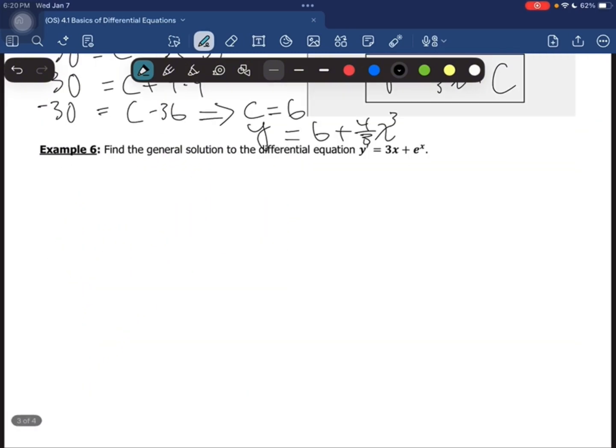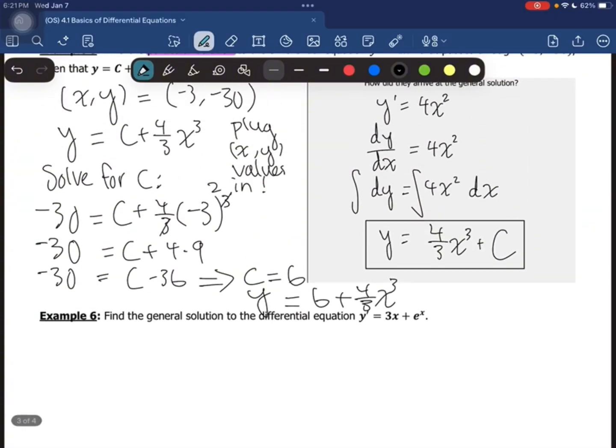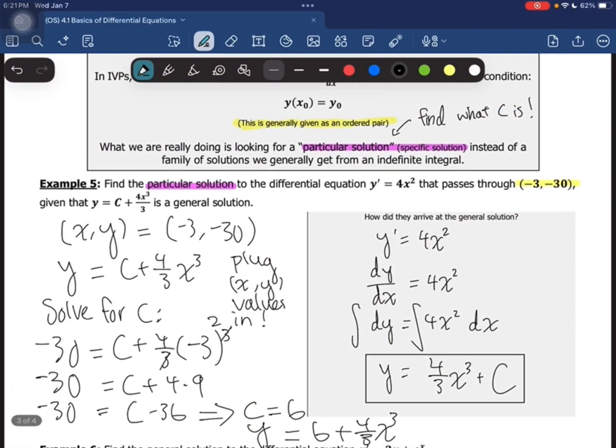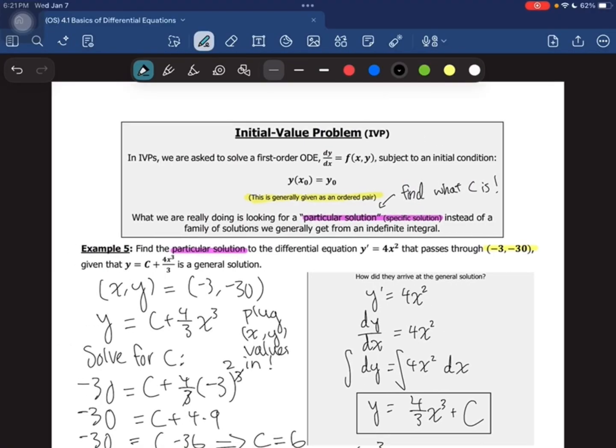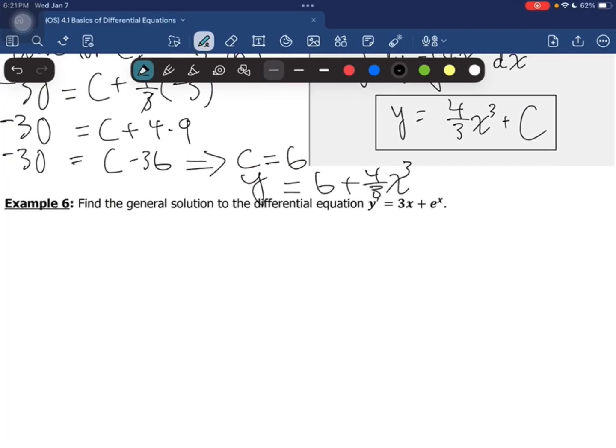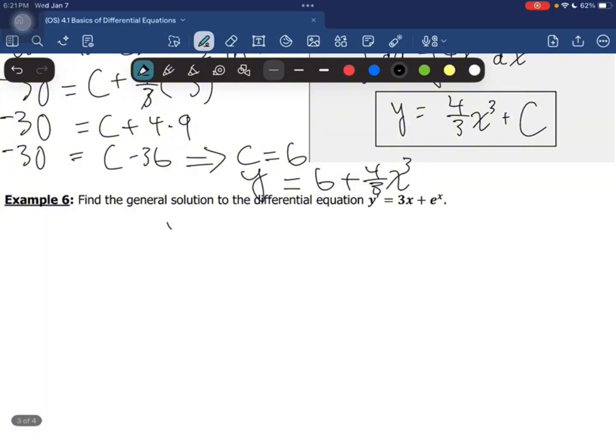All right, last example of the section. Find the general solution to the differential equation y prime equals 3x plus e to the x. Now, we weren't given an ordered pair like before, right? So there's really no way for us to find a particular solution. So we'll just have to write the plus c at the end. So you have y prime equals 3x plus e to the x, dy dx equals 3x plus e to the x.